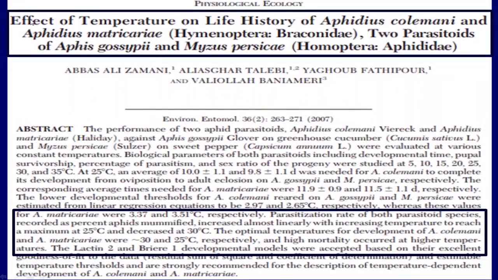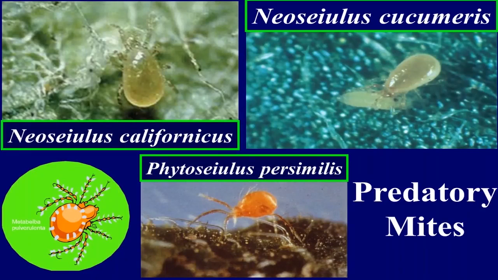Now, here's a publication. I read lots of papers, and they're always chock full of knowledge. But in this one, they talk about the optimal temperatures for development of A. colemani and matricariae being around 20 to 25 degrees C, and higher mortality occurred at temperatures greater than that. So again, you have to understand the optimal temperatures that are going to be desirable for these natural enemies to succeed. Now let's switch to predators.